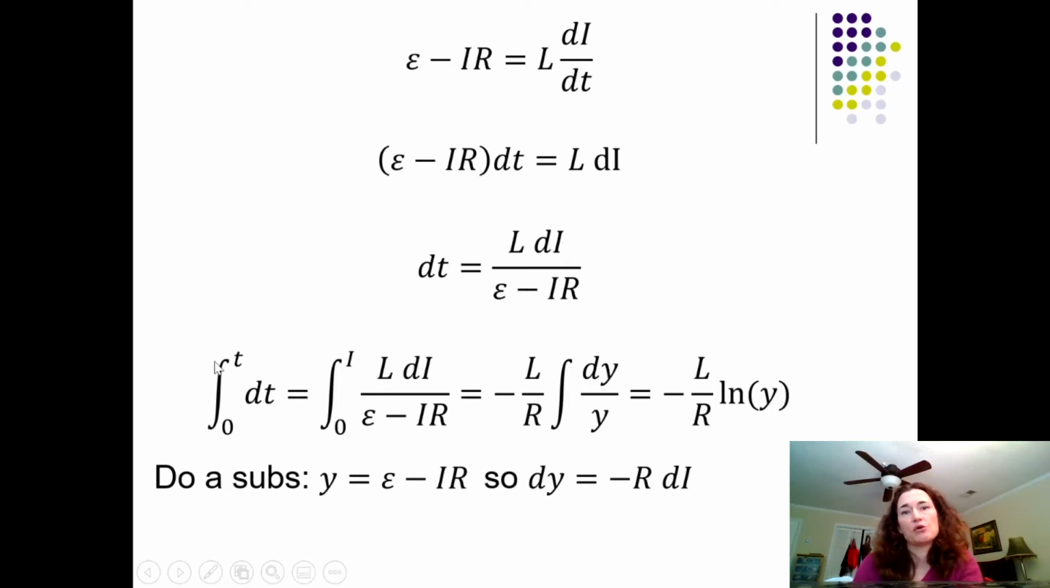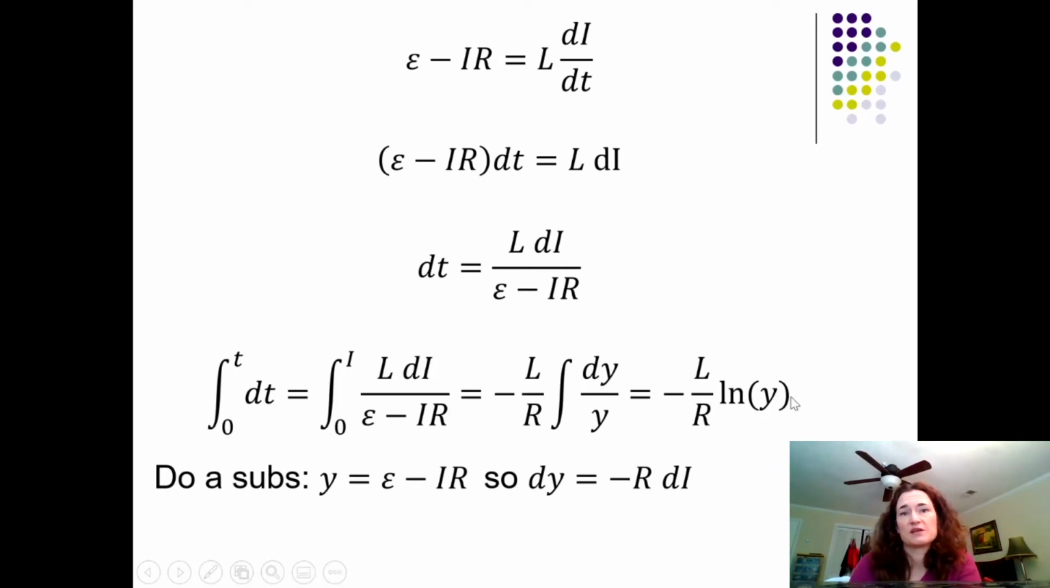And then I just want to know what the current is at some later generic time t, so I'm going to integrate my dt from 0 to t. Therefore, the limits of the integration on the right-hand side have to be the current starting at 0 and going to whatever it is at some later time, which would be I. So now I have the integral from 0 to t of dt, and that's equal to the integral from 0 to I of L di over the EMF minus IR.